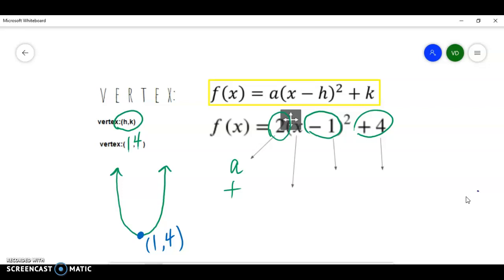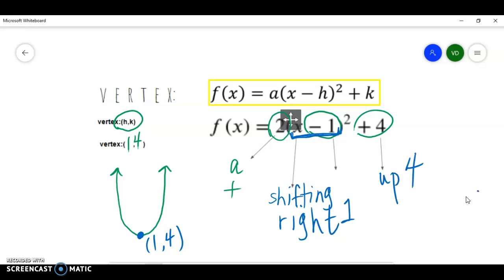Okay, so now I'm going to look here. X minus 1. This means that it is moving, right? It is shifting. If it's minus, remember opposite. So this one is shifting right 1 time. And then my plus 4 over here at the back, that means that it's going up 4. And that's it.